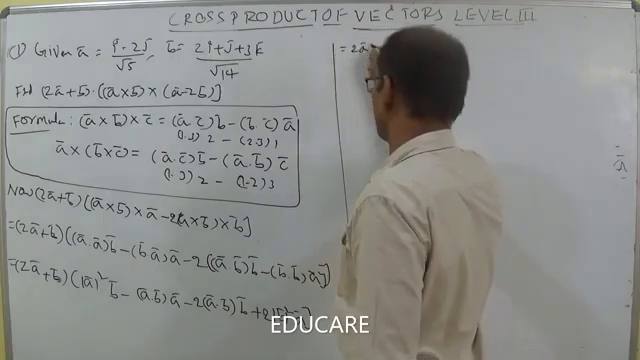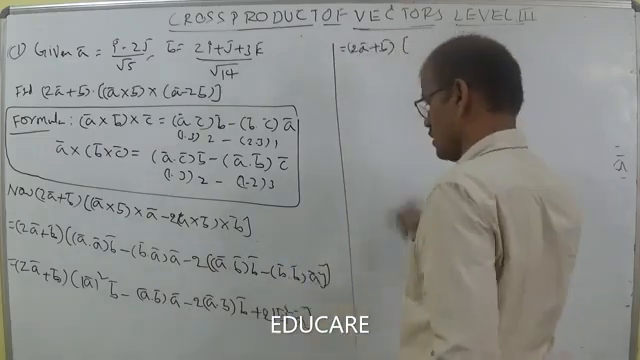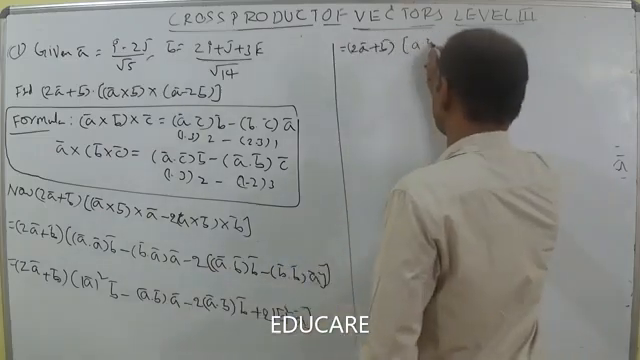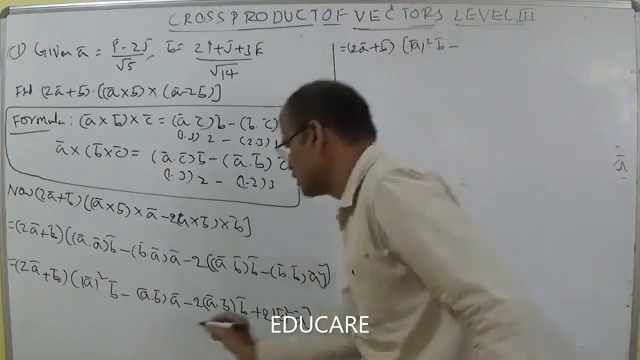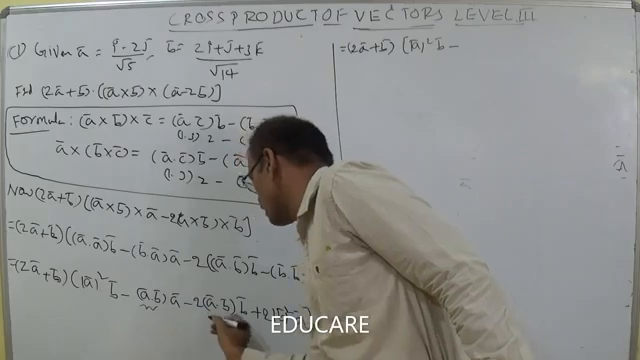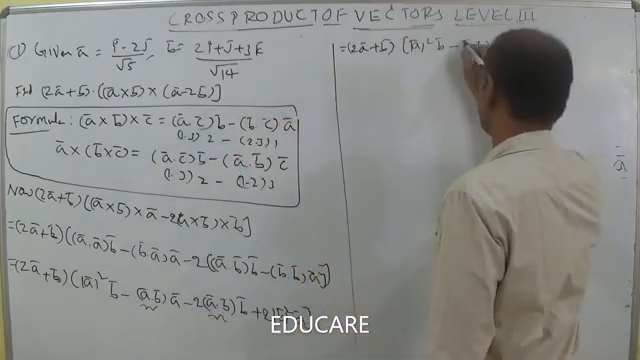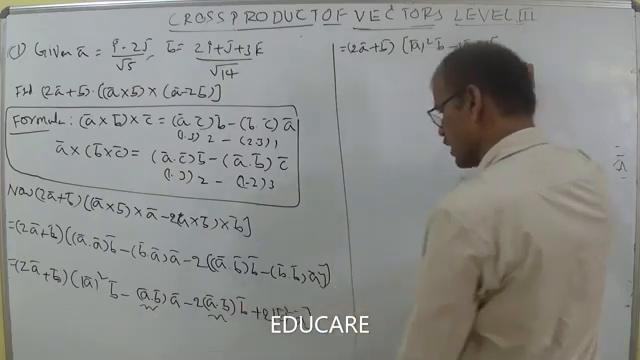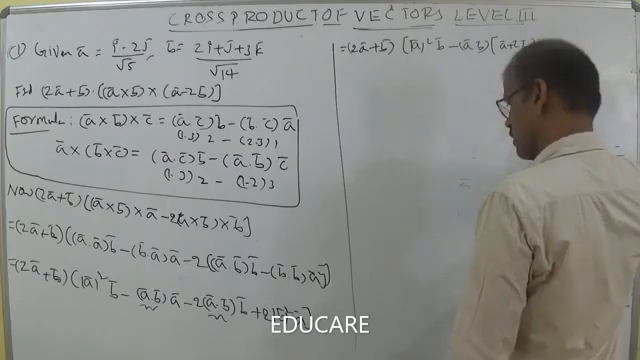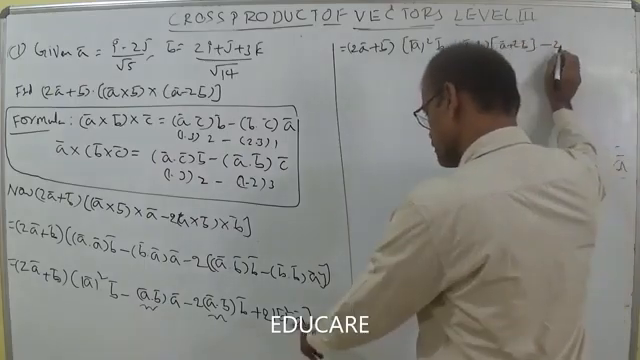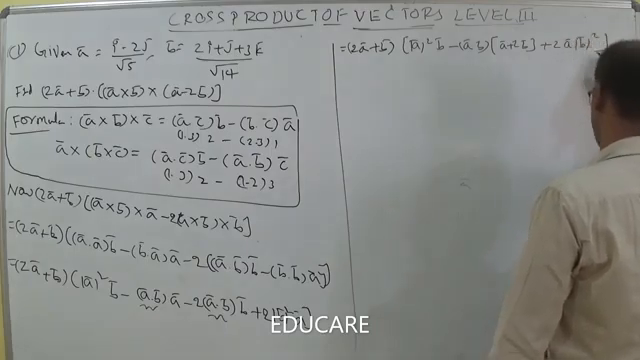Now once again I am writing the same value, (2a plus b), I am not multiplying here, |a|² into b bar minus (a bar dot b bar). You take a bar dot b bar common, and in the bracket you can write a bar plus 2b bar, plus 2 into |b|² into a bar, into |b|², I have written.